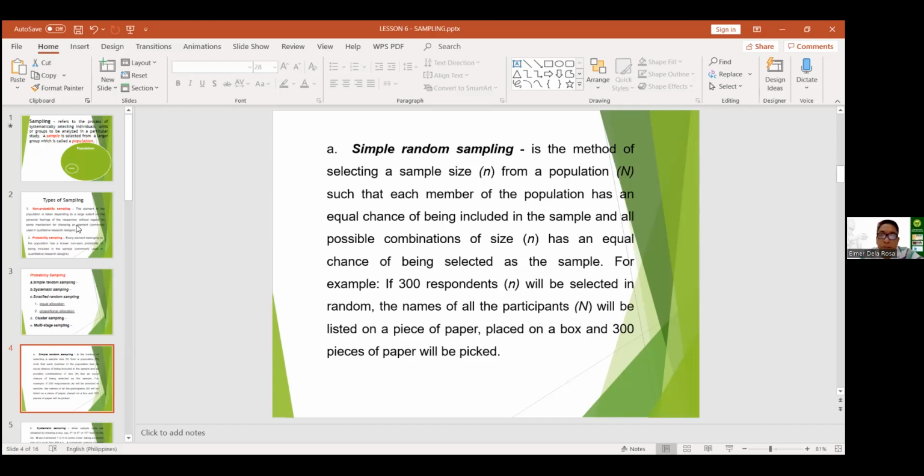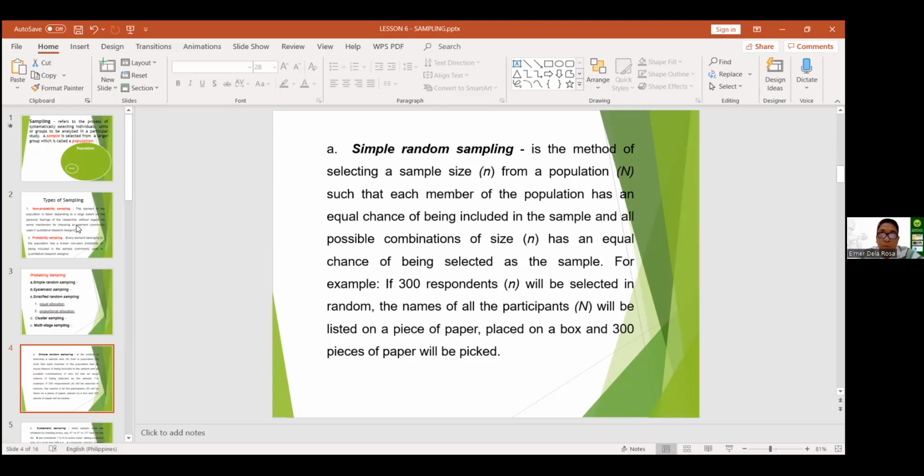Suppose out of the population N, we will select 300 respondents, whether they are students or parents or teachers. Basta na-define mo na 300 ang iyong kunin respondents. So to make it random or simple random, all the names of the participants in the population N, so if there are 2,000, if there are 5,000 of them, all of the names of these 5,000 participants or respondents will be listed on a piece of paper.